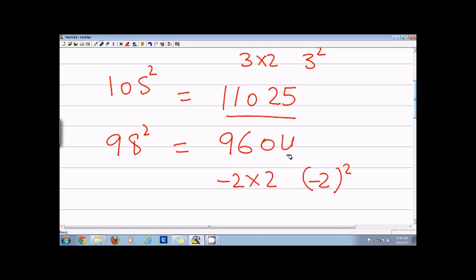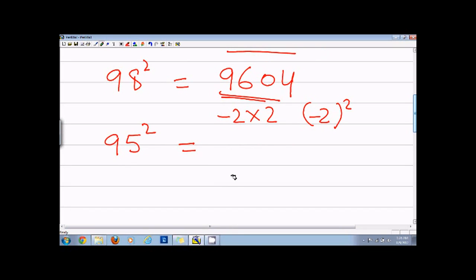Now similarly, if I have 95 square, in this case I will say minus 5 into 2 is 10, so I'll say 90, and then minus 5 square, that is 25. So the answer is 9025.